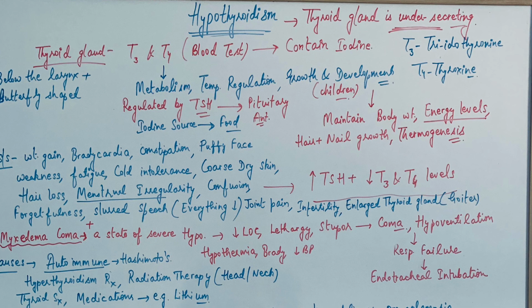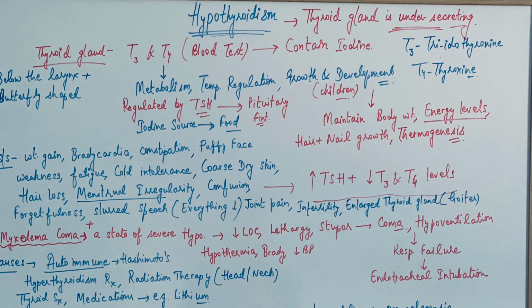Okay, and the main source of iodine, which we need in the body to produce these hormones, is mainly food. Okay, the food source is the main source of iodine intake, especially seafood. Okay, or you can take the example of iodized salt.